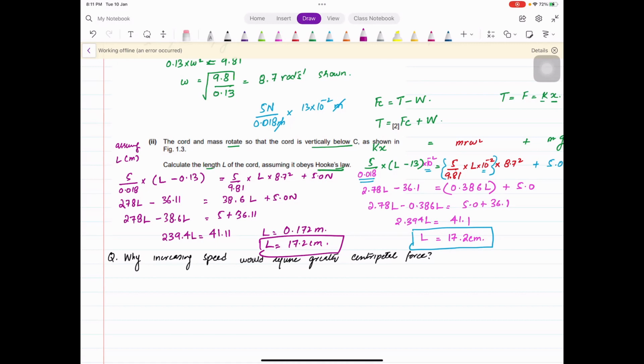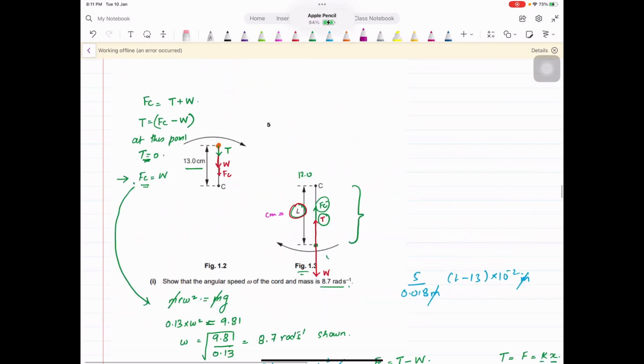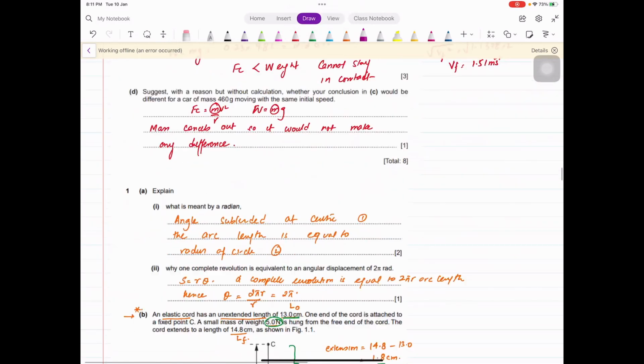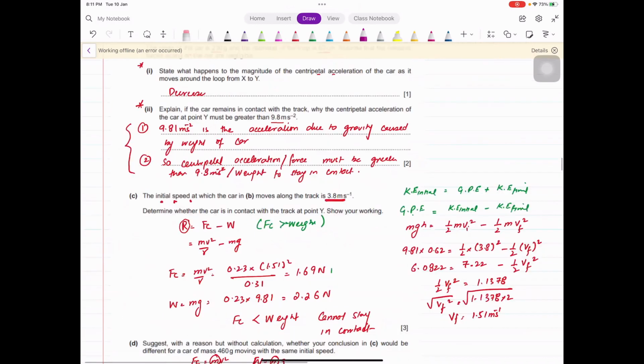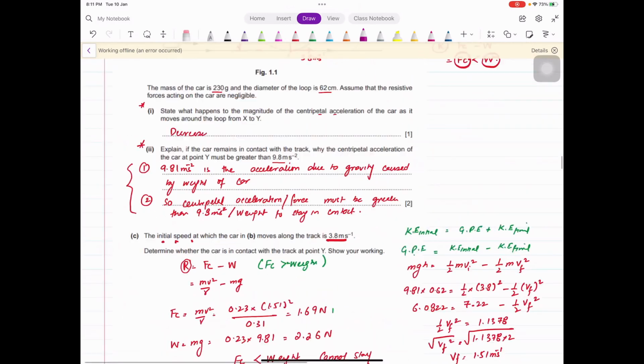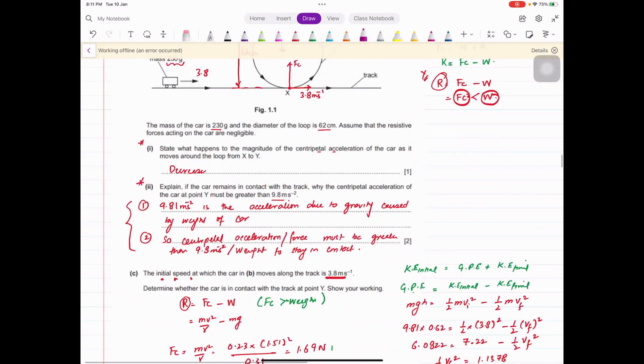So, what is the answer? Why does increasing speed require greater centripetal force? Within the questions, I've given it to you. This is homework. I have given it to you. I have explained it to you here. Sorry, this part. This is very similar. So I want you to write it.